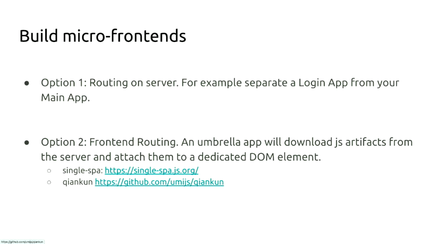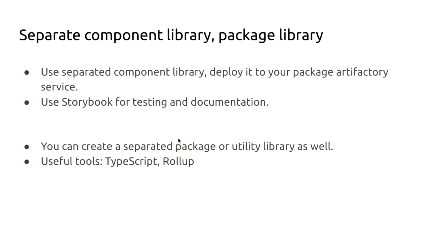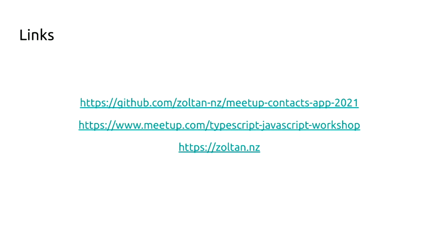So why micro frontends? Because when your front-end application grows, it can get really complex quite quickly. The other thing I wanted to mention is to separate your component library and package library into a separate application. You probably use Storybook for your component library, so it could be in a separate repo, and you just import it. Also you can have a tool or package library. You can use Rollup and TypeScript, of course, in this project and import it.